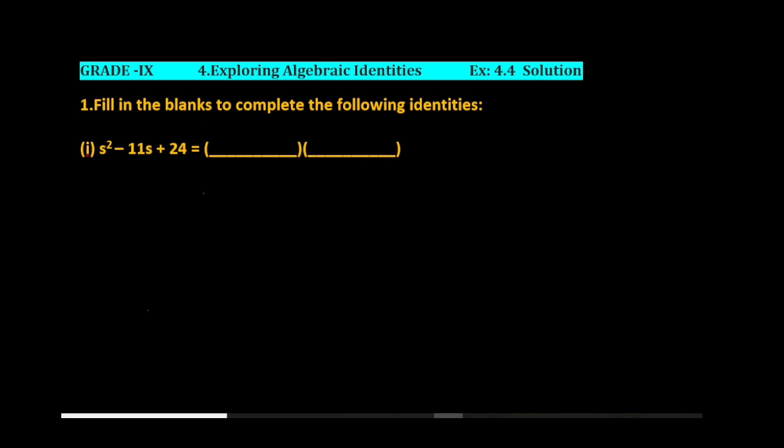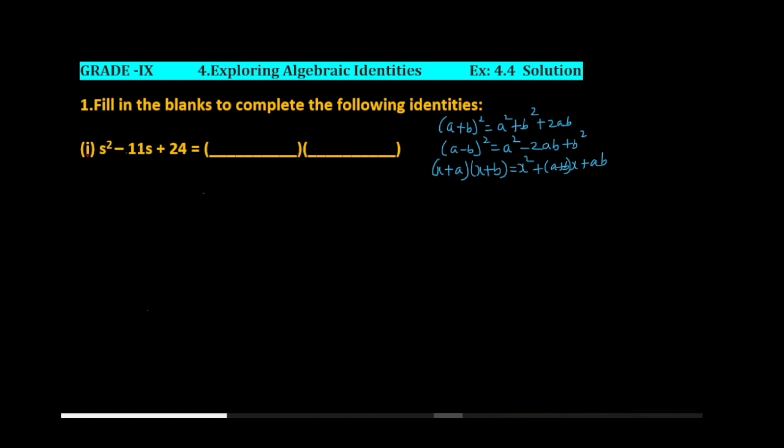What are the identities we know? (a plus b) the whole squared is nothing but a squared plus b squared plus 2ab. Then (a minus b) the whole squared is nothing but a squared minus 2ab plus b squared. And one more, when three terms are there: x squared plus (a plus b)x plus ab. These are the three identities we can use.